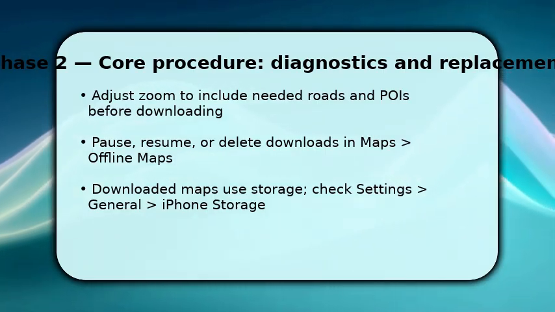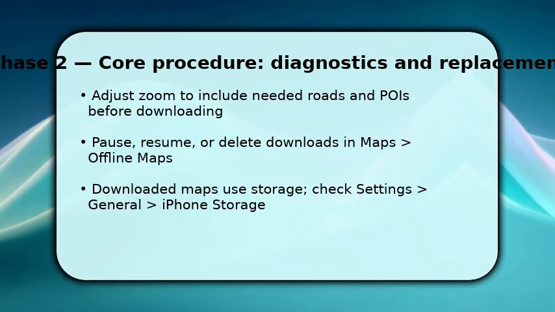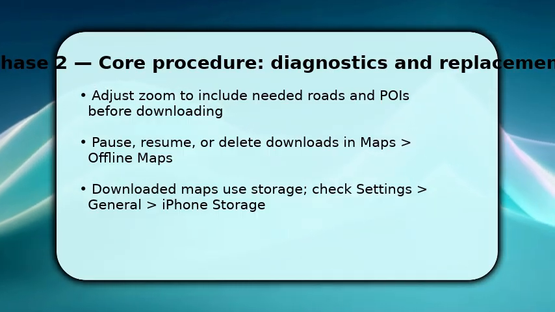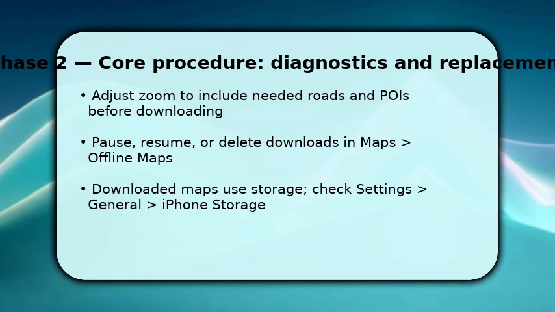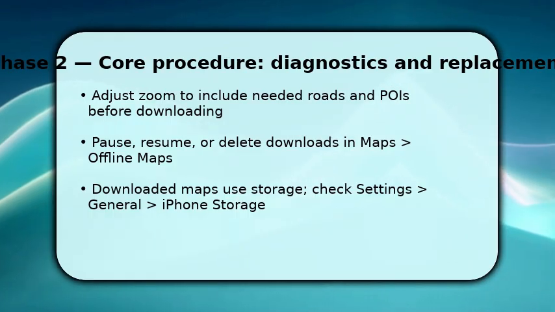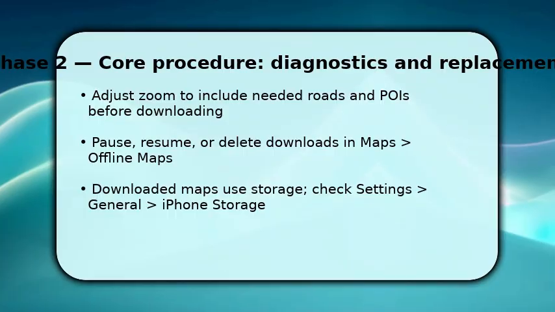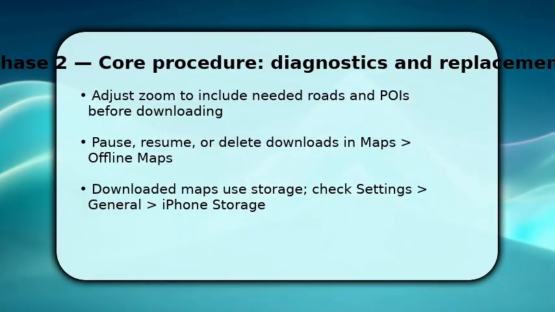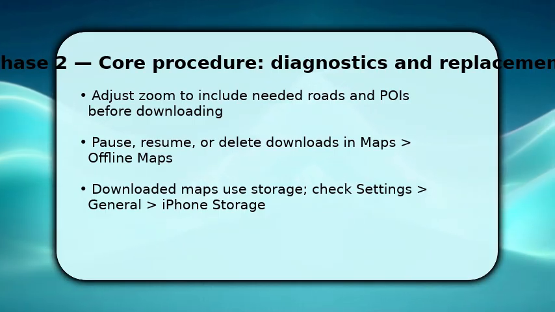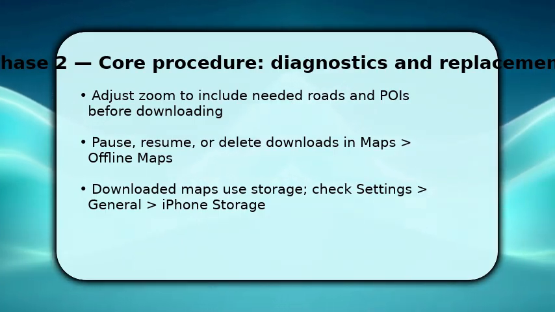Make sure to monitor progress in Maps under Offline Maps, where you can pause or resume if signal drops. Also, check storage in Settings to see how much space the offline region uses, and delete or trim areas if storage becomes tight. This keeps navigation fast and prevents unexpected low storage issues.